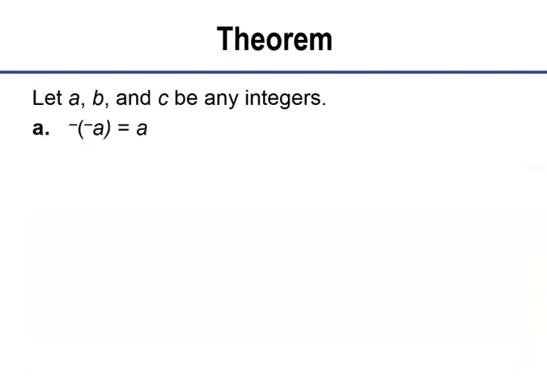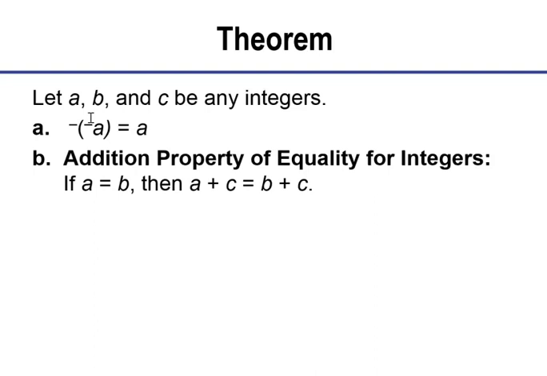Here we have a theorem. Okay, so there are 3 parts, A, B, and C. Part A: if you have the opposite of the opposite of A, we talked about this at the very beginning of this lecture. We had a problem that we had to simplify, but now it's official. The opposite of the opposite of A is just A. In other words, these two opposite symbols cancel each other out to give you A.